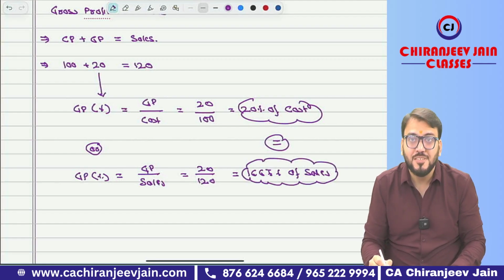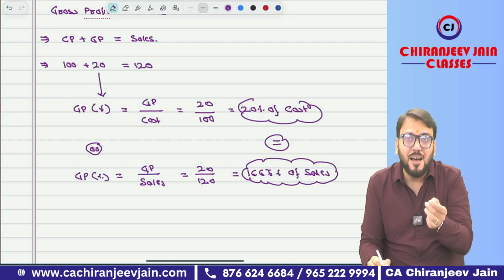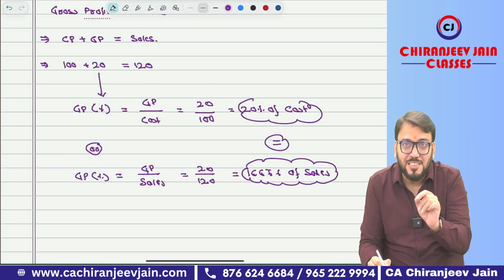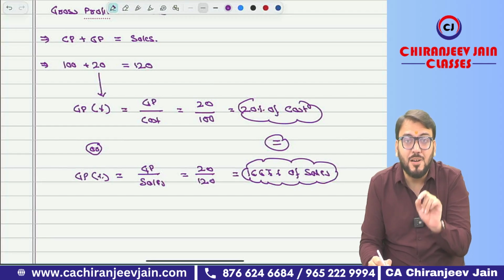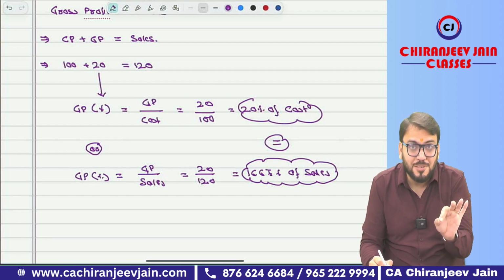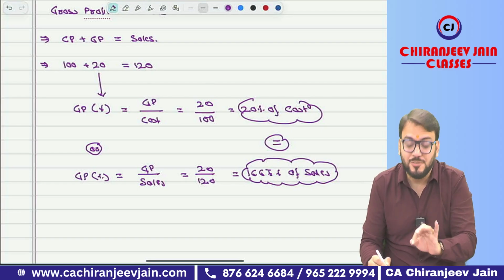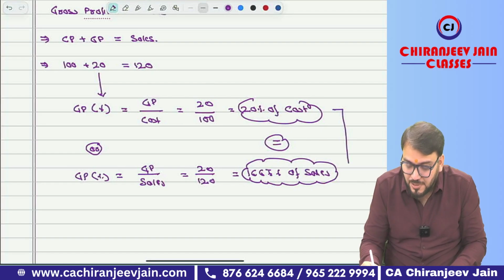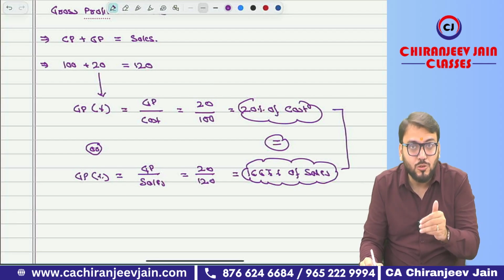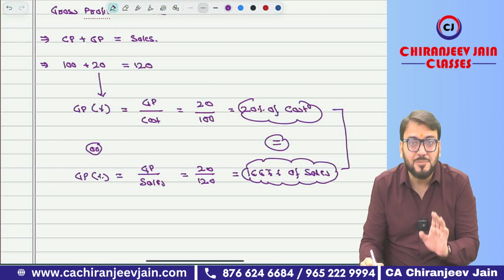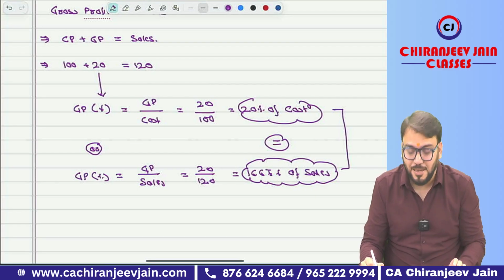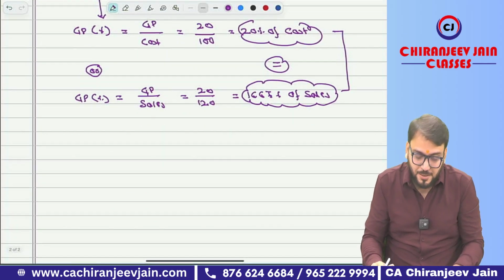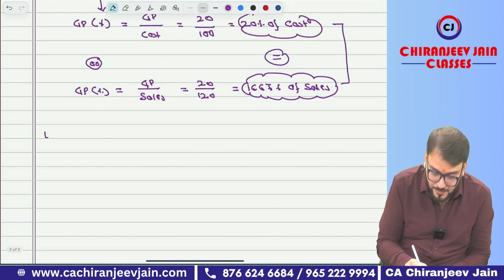So in the exam, your GP margin can be given in terms of cost or in terms of sales. You need to understand whether it is given in terms of cost or in terms of sales. Sometimes students do not read the question carefully, or they don't give importance to this particular concept, and they may lose some marks in the exam. Got this point?